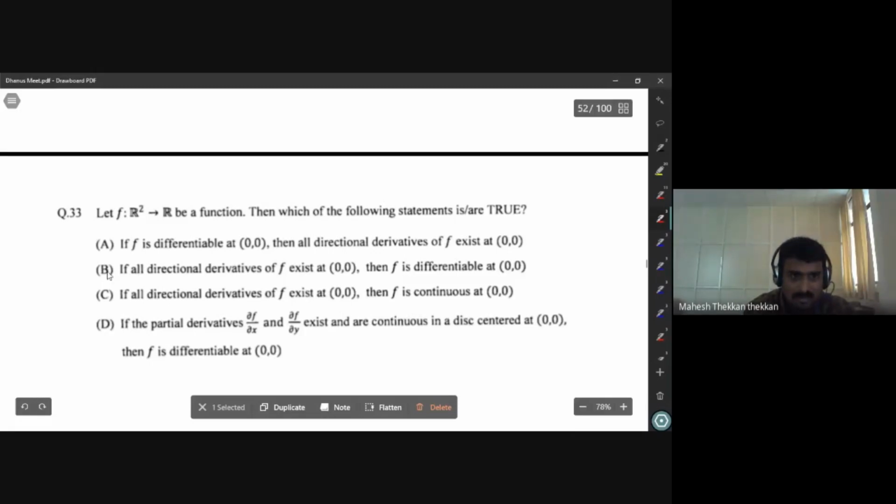Then the second option, I have given an example. If all the directional derivatives of f exist at (0, 0), then f is differentiable. That need not be correct. I have given an example in which f is not continuous, but all the directional derivatives exist. So for that option, B and C will be cancelled. You can take that as the counterexample. A and D are correct; these are the properties I have mentioned.